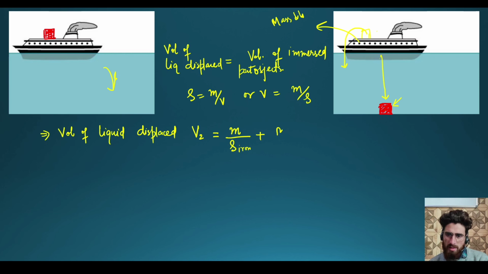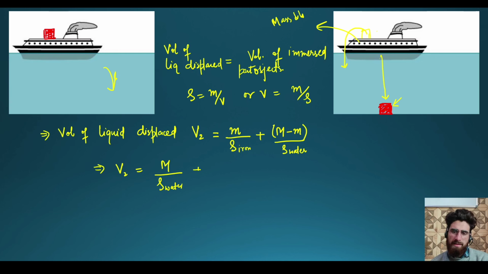If m was the mass of the system, we will take away the mass of the iron block, and that will give me the mass of the ship, upon... we know that the volume of the immersed part of the ship will be equal to the volume of the water displaced. Since it's floating, we can easily take the density of water here. So the second time, the volume comes out to be mass of the system upon density of water, plus mass of iron cube upon density of iron cube, minus mass of iron cube upon density of water.